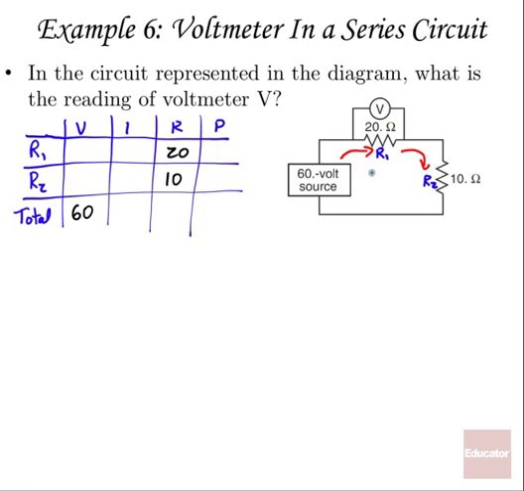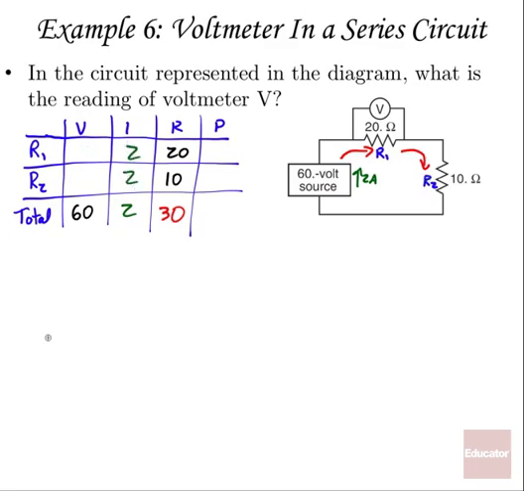Therefore, we could find the total equivalent resistance. We just add them for a series circuit. 20 plus 10 is going to be 30. Once I have that, of course, I can figure out the current. I equals V over R, 60 over 30, that's going to be 2 amps. So if we have 2 amps going here, we must have 2 amps through R1 and R2. We can fill those in.